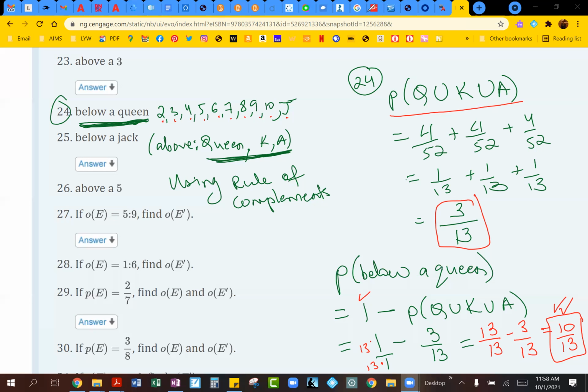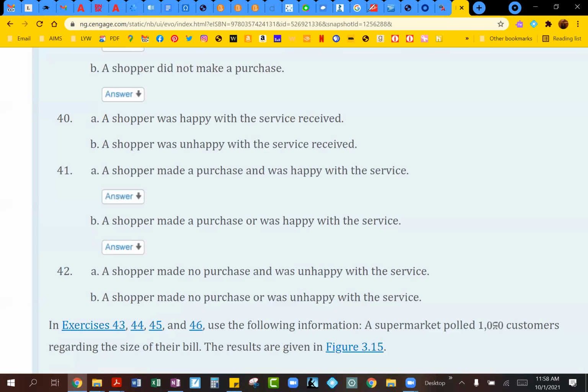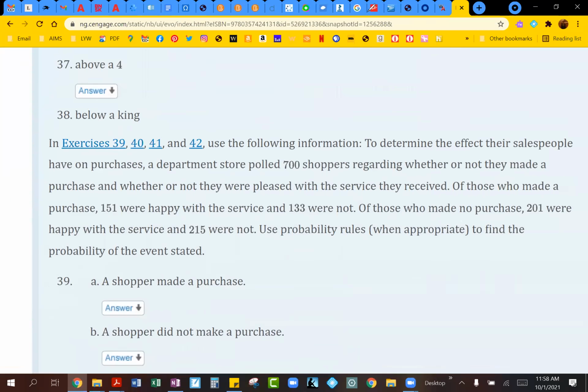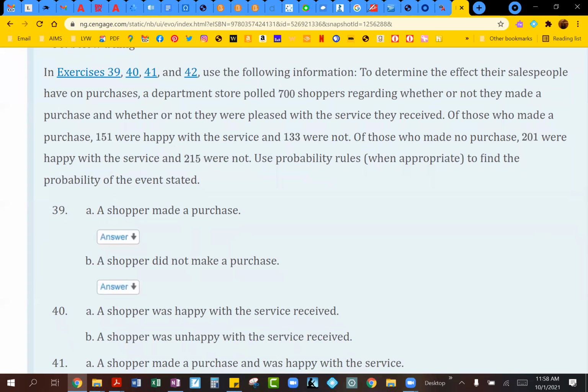All righty, very nice. So just another example to work with the rule of complements. Now let's take a look at another type of example here. Okay, so for this, we need a little of this background information. So we're looking at number 42 over here. But before we can get into that, let's look at the instructions.